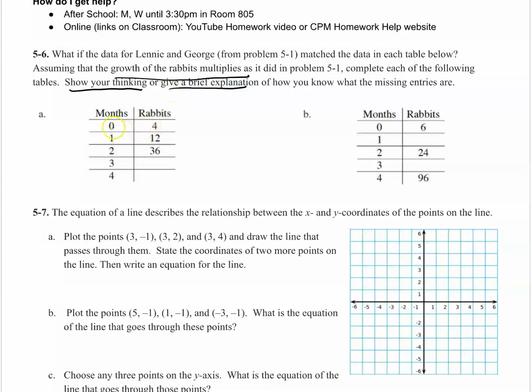Now for the first table, we have at month 0, there's 4 rabbits. After 1 month, there's 12 rabbits. After 2 months, there's 36 rabbits. So what I notice is 4 times 3 is 12. And 12 times 3 is 36. So that shows my thinking. And then if I continue the trend of multiplying by 3, use a calculator, or you can do it in your head. That's going to be 108, and times 3, 324.